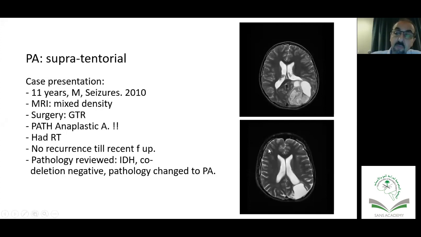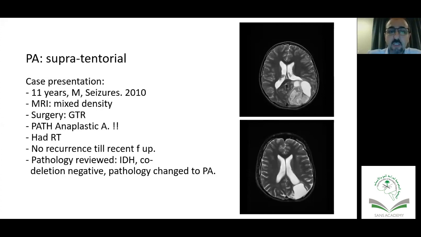So when I follow long-term cases, and it doesn't fit the criteria of the pathological diagnosis, I always go back and ask the pathologist, because now we have neuropathologists, to please confirm the pathological diagnosis. So the pathologist looked back again: IDH is negative, codeletion negative. She says, this is pilocytic astrocytoma.